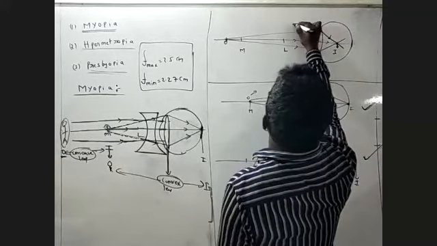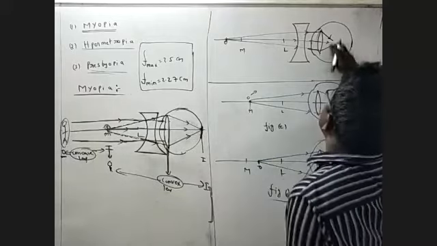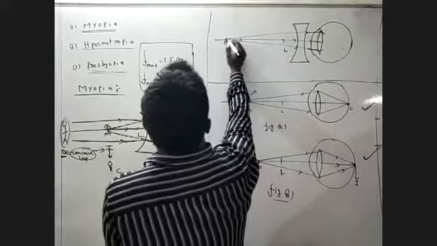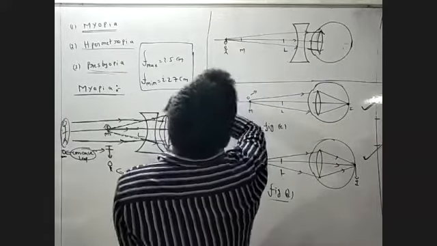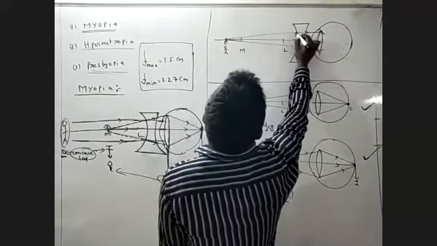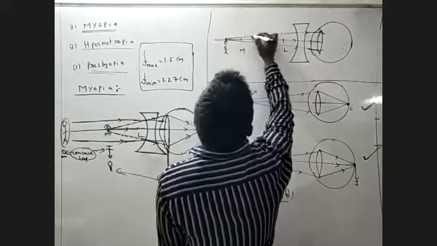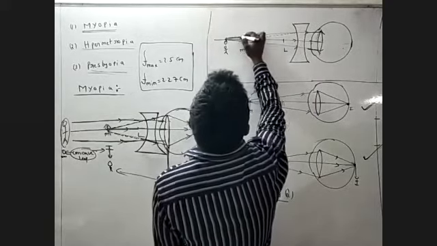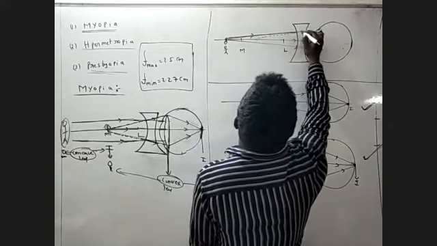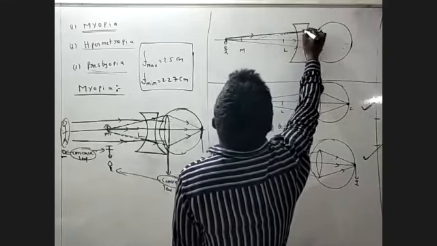So we can use what type of lens? A concave lens. Now you see what happened here. This is the object. Here is a light ray traveling in this direction, and a second ray at this point. It is a divergent ray. This is the refracted ray.